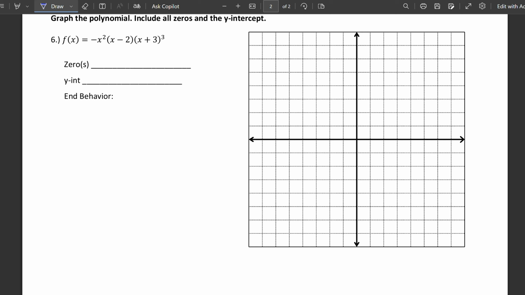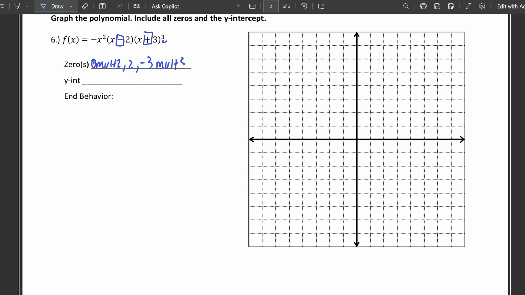We'll be going over how to graph this polynomial, and just like it says, include all zeros and the y-intercept. The first thing we notice is that negative x is at the very beginning of the polynomial, so this gives me a 0 with a multiplicity of 2. The next one is a 2, because we have to flip this minus sign. And then the next one, same thing, we have to flip the sign, so it ends up being a negative 3 with a multiplicity of 3.